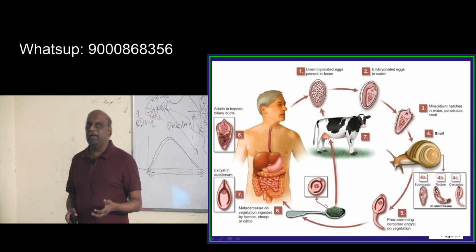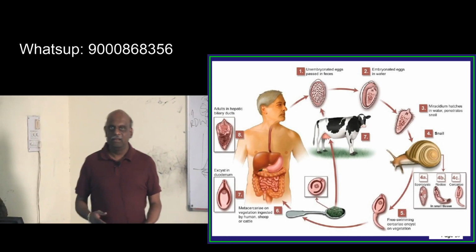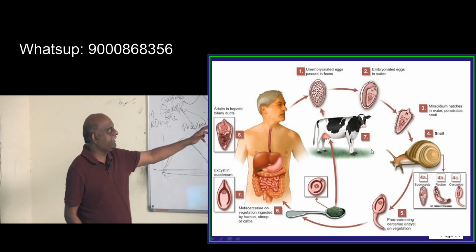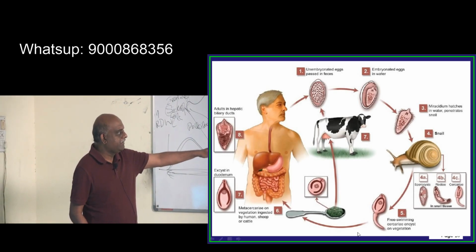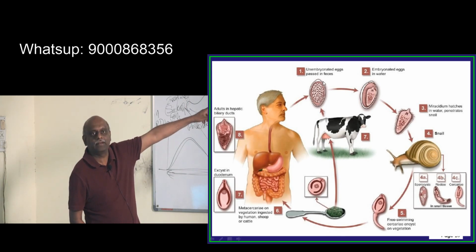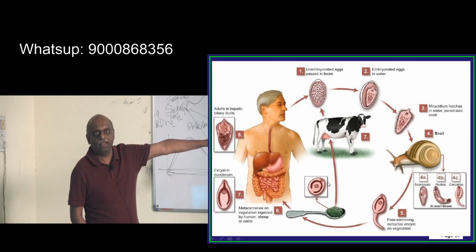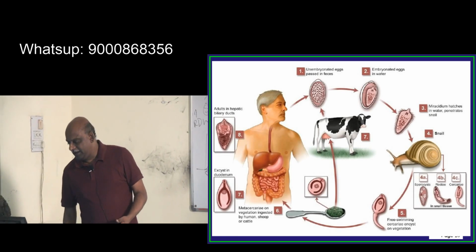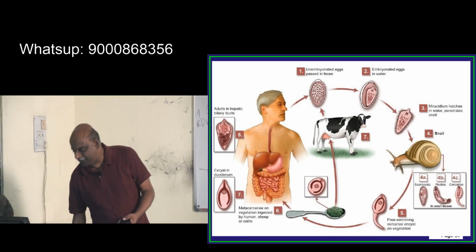So miracidium larvae, the snail as a part of the life cycle, and sometimes incidentally even the animals which consume that vegetation contaminated with the free swimming cercariae can have one life cycle inside the buffalo and animals, and that way also it can come out. Just like humans, even animals can help in spread of the life cycle is what you need to remember.